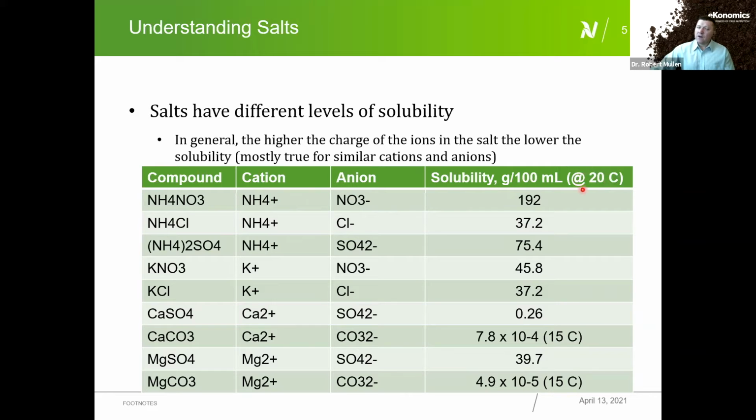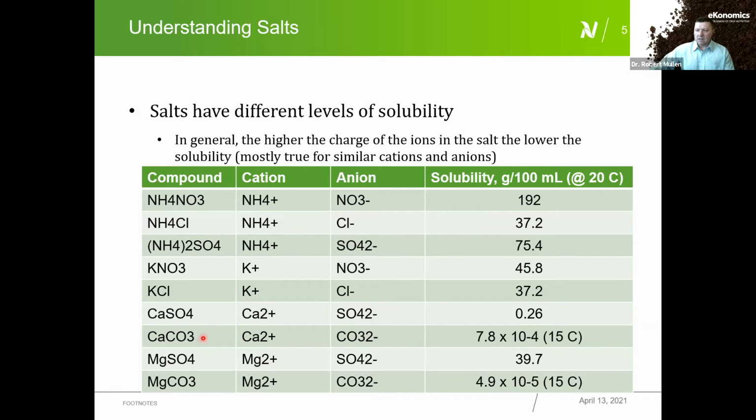Now, it is a function of temperature. Again, if you want that Excel spreadsheet, it's got different temperatures. It doesn't have them for all of them, but for a number of them, it does. So if you're talking 0, it's obviously going to have a lower solubility. If it's a warmer temperature, it's obviously going to have a higher solubility. But in general, the lower valence states, the higher the solubility. It's not always universally true.